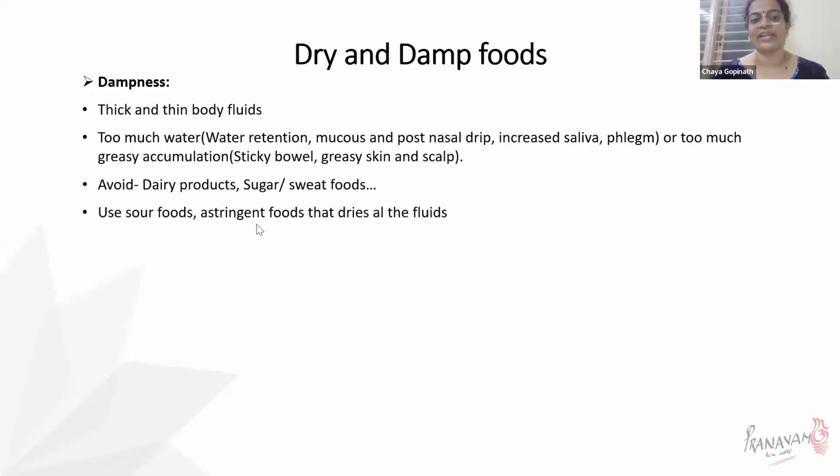Sour foods, because your sour taste is associated with the liver element or the wind element. And when we talked about the different cycles, particularly the controlling cycle, we learned that the wind element controls your humidity element. So if you're having excess dampness, to eliminate the dampness, you'll have to start incorporating sour foods or astringent foods in your body. These foods will dry all the fluids in your body. Not just avoiding dampness forming foods, you need to incorporate sour foods.